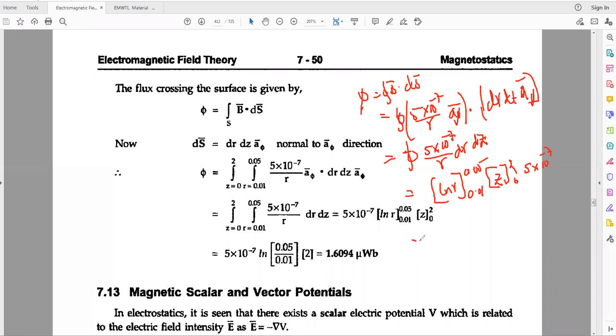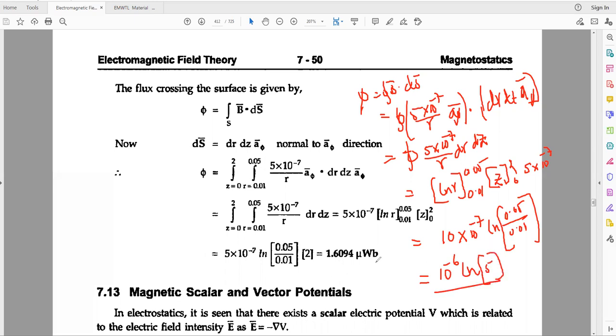Simplify this function. After taking the upper limit of z as 2, we get 10 into 10 to the power of minus 7 ln of 0.05 by 0.01. Taking both, it is 5 by 1. 10 into 10 to the power of minus 7 is 10 to the power of minus 6 ln of 5. To simplify this function, we get 1.6094. ln of 5 is 1.6094 micro. 10 to the power of minus 6 is micro Webers. Got it, my dear students?